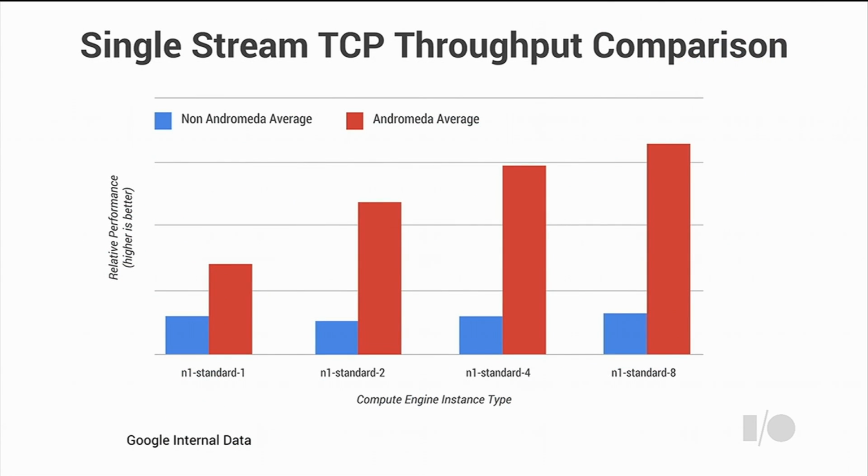So as you can imagine, Andromeda is also going to give us better throughput. We have this graph here, probably a bit of an eye chart for some of you. On the y-axis, we have relative performance, where higher is better. At the bottom, we have Compute Engine virtual machine instance types. Standard is the standard memory configuration, and then we have 1, 2, 4, and 8 cores. So these are bigger machines as we go along to the right of the x-axis.